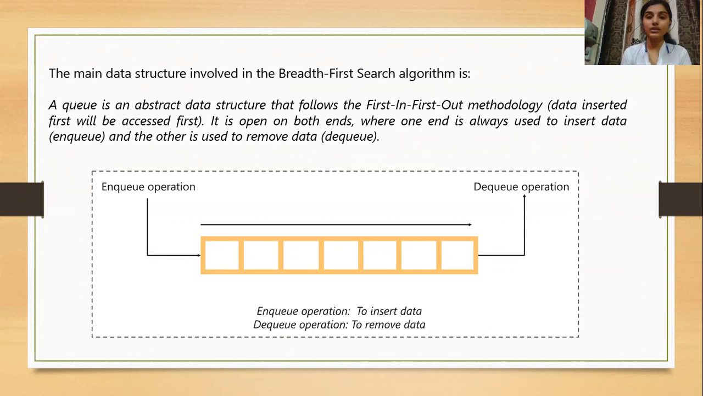A queue is a data structure that follows FIFO methodology. FIFO means first in, first out, where the data inserted first is accessed first and removed first. The queue is open from both ends. From one end, we add the data, and from the other, we remove the data.